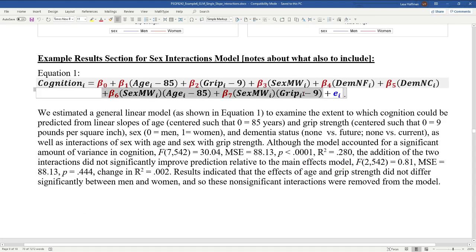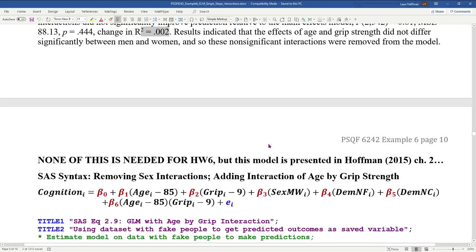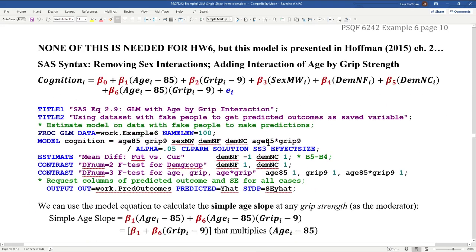Because neither of these terms contributed significantly to the model, and jointly they did not as well, resulting in a change in R-square of 0.002, we would drop them from the model and move on. So this is the model that I want to focus on in this video. This is the model that is described in section 2 of chapter 2 in great detail. I wanted to show you how to do this in SAS and in Stata.